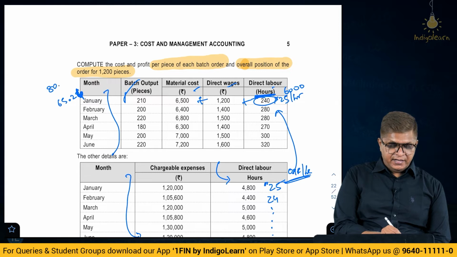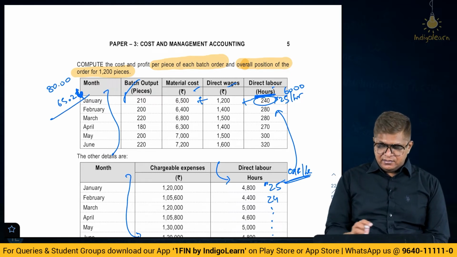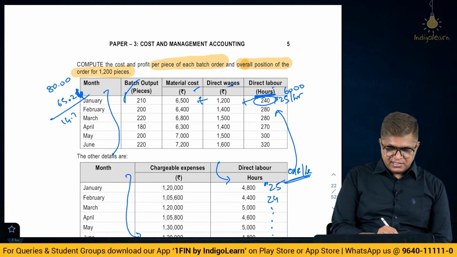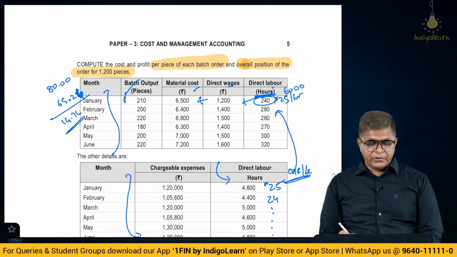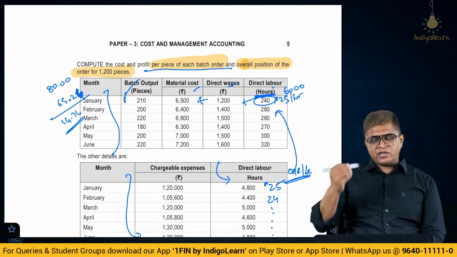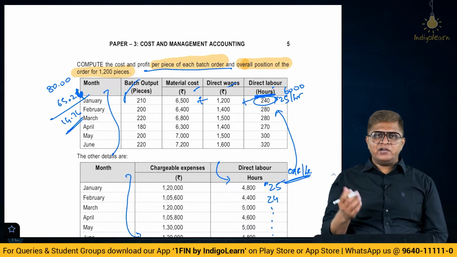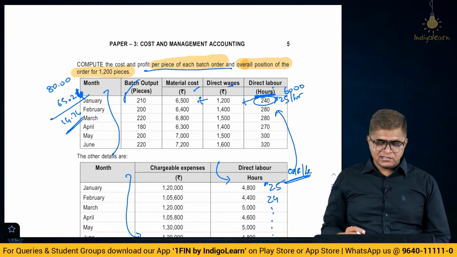So if we take 80 per piece as the selling price, we get 14.76 as the profit per piece of each batch order. Like that we have to calculate for all the orders, and whatever is the average we will take and calculate for the total order. Let's look at the solution.